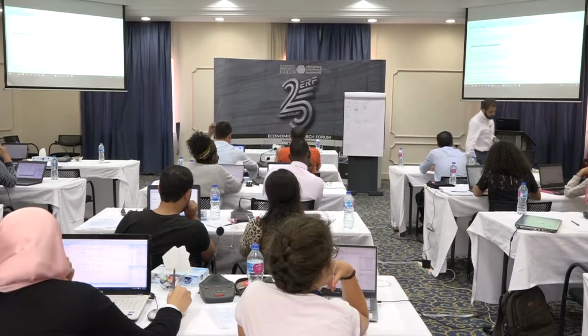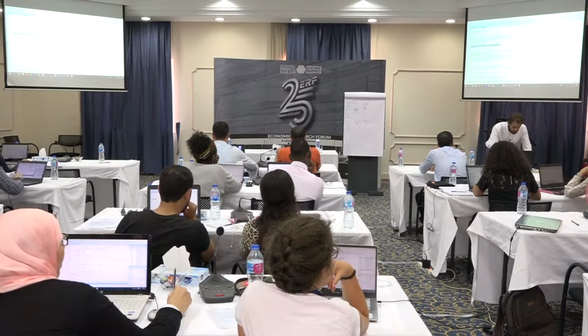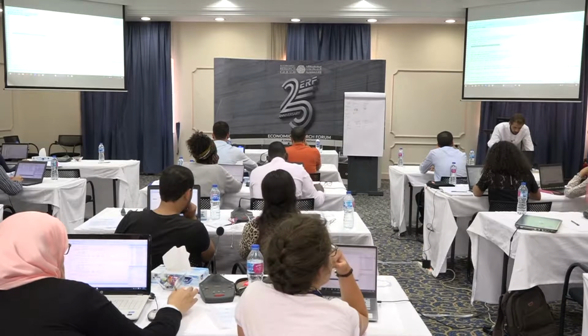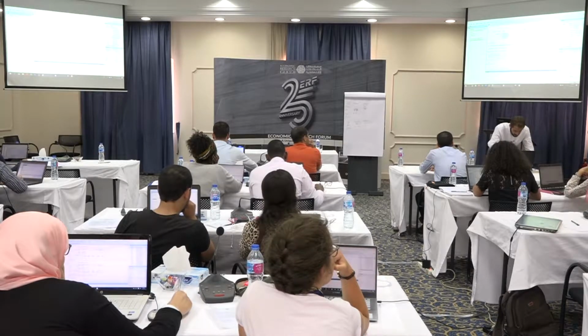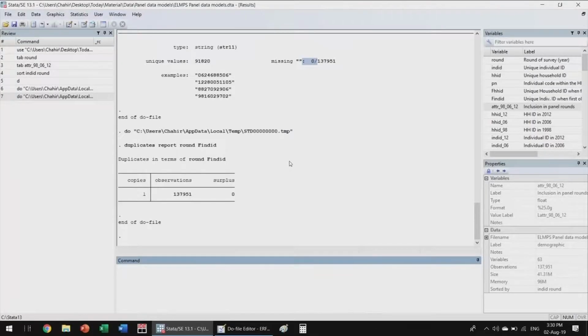So I ask STATA to report all the duplications that I have in the data set, just to double check that I don't have any duplication. Do we have any duplication in this data set? What do you think? No, there is no duplication. Why is there no duplication? Because each observation has just one copy, right? And there is no surplus. So there is no duplication.